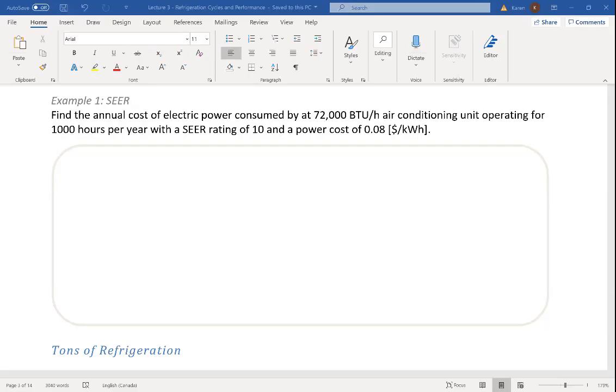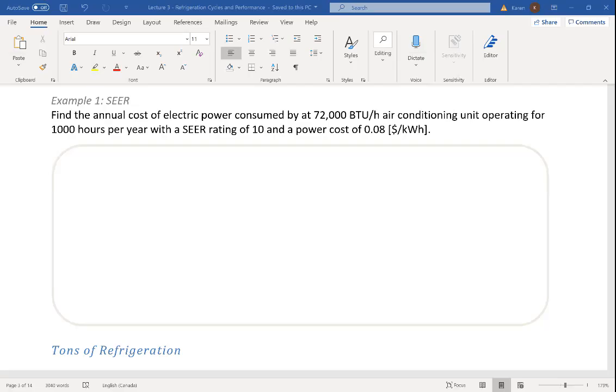SEER is the seasonal energy efficiency rating. It's also a rating system. The SEER is typically used in Canada, governed by Natural Resources Canada. It is used to rate central air conditioning systems and heat pumps. It doesn't look at the efficiency at one point in time with certain test conditions. It looks at it over a range of basically a season, which is a summer.